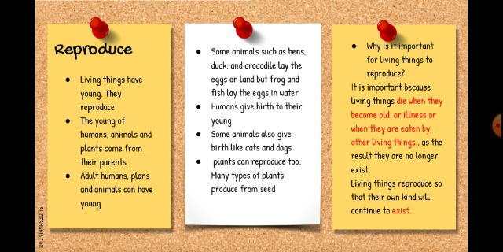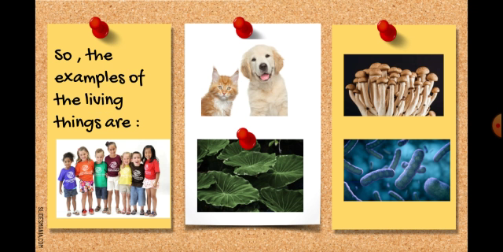Why is it important for living things to reproduce? It's important because living things die when they become old, or through illness, or when they are eaten by other living things. As a result, they no longer exist. Living things reproduce so that their own kind will continue to exist. Okay, so examples of living things are humans, animals, plants, fungi, and bacteria.